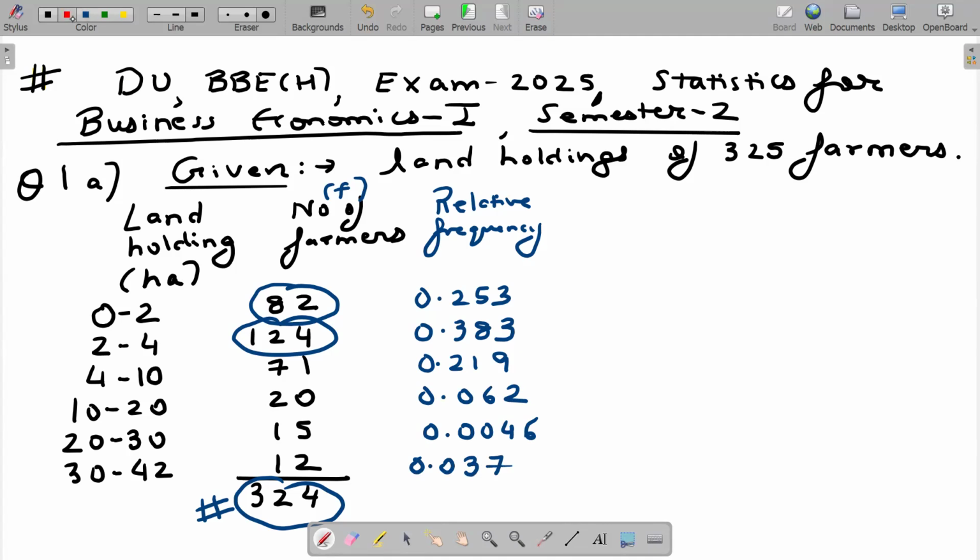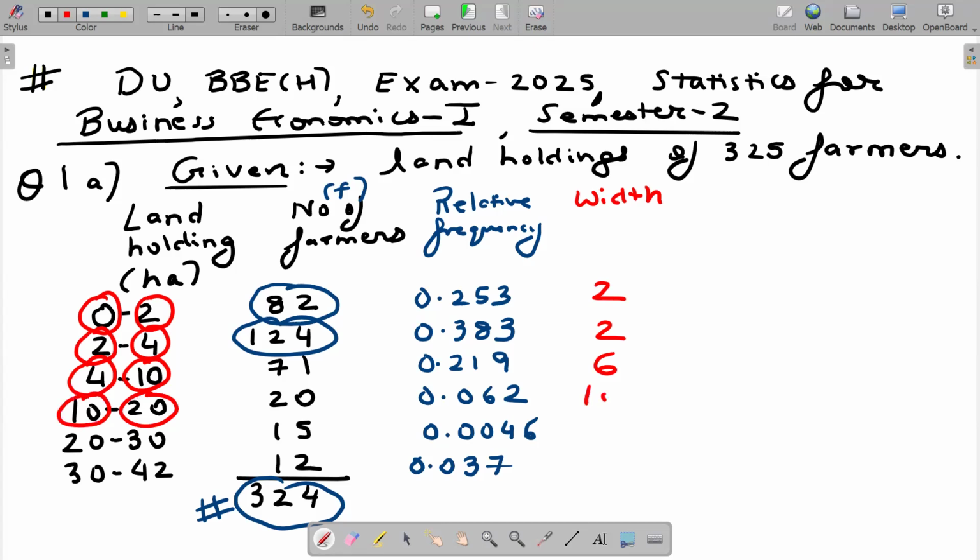The width, we all know how to find it. Width is nothing but the upper limit minus the lower limit. So 2 minus 0 is 2, 4 minus 2 is 2, 10 minus 4 is 6, 20 minus 10 is 10, 30 minus 20 is 10, 42 minus 30 is 12.